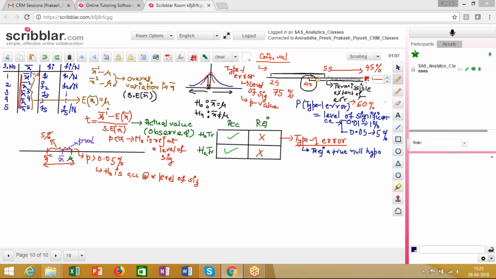Okay. So is the decisioning process clear? Are we clear about this idea of decision? So the concept of p-value, the level of significance, type 1 error. Are we clear on this?